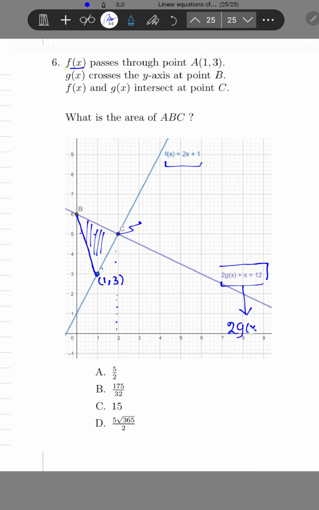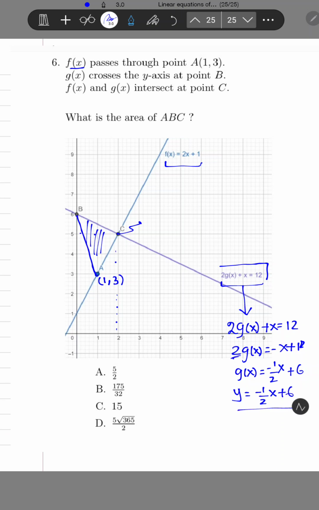2g of x plus x is equal to 12. 2g of x is equal to minus x plus 12. G of x is equal to minus 1 over 2 x. I have to divide both x and 12 by 2, then 12 divided by 2 is 6. So g of x, or we can simply call it y, is equal to minus 1 over 2 x plus 6.